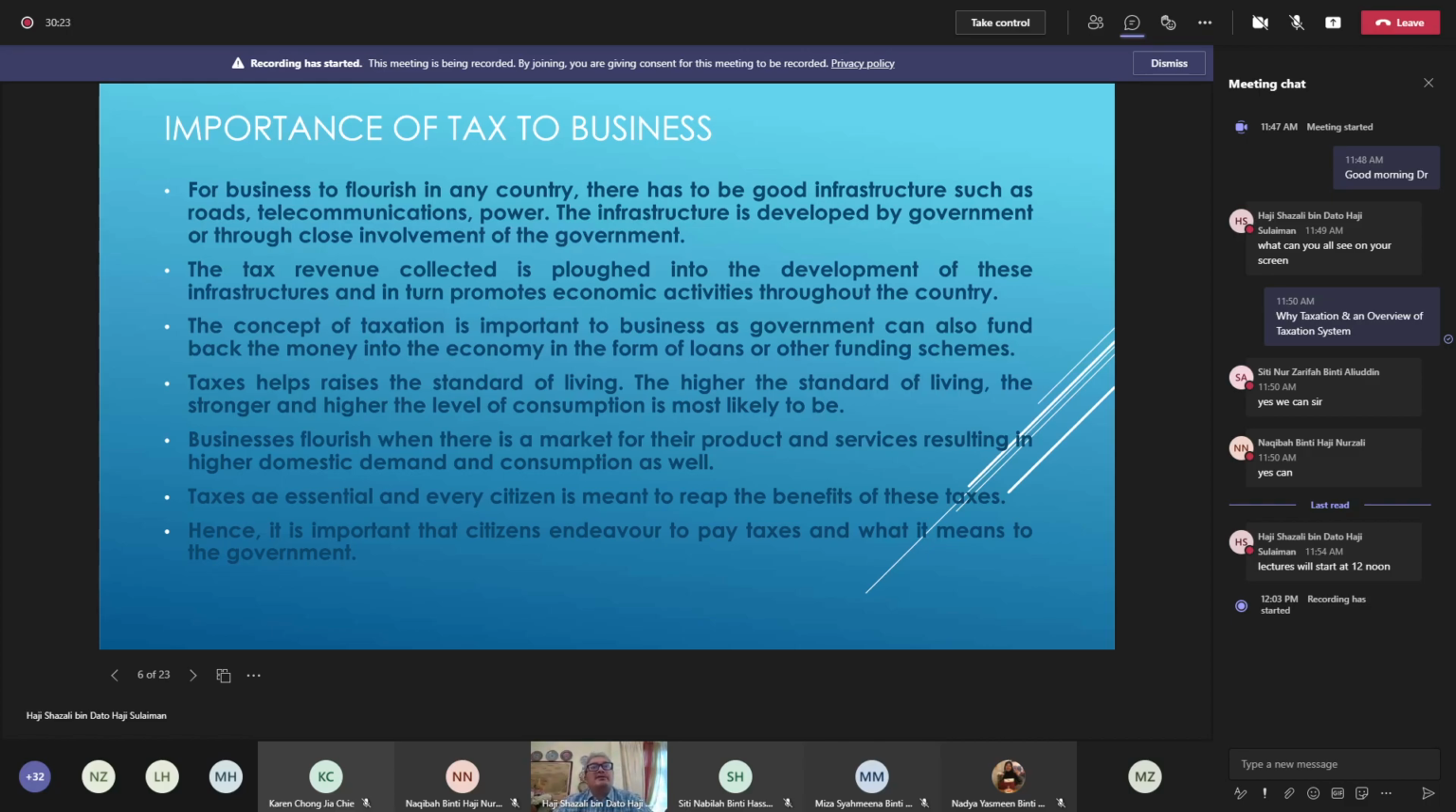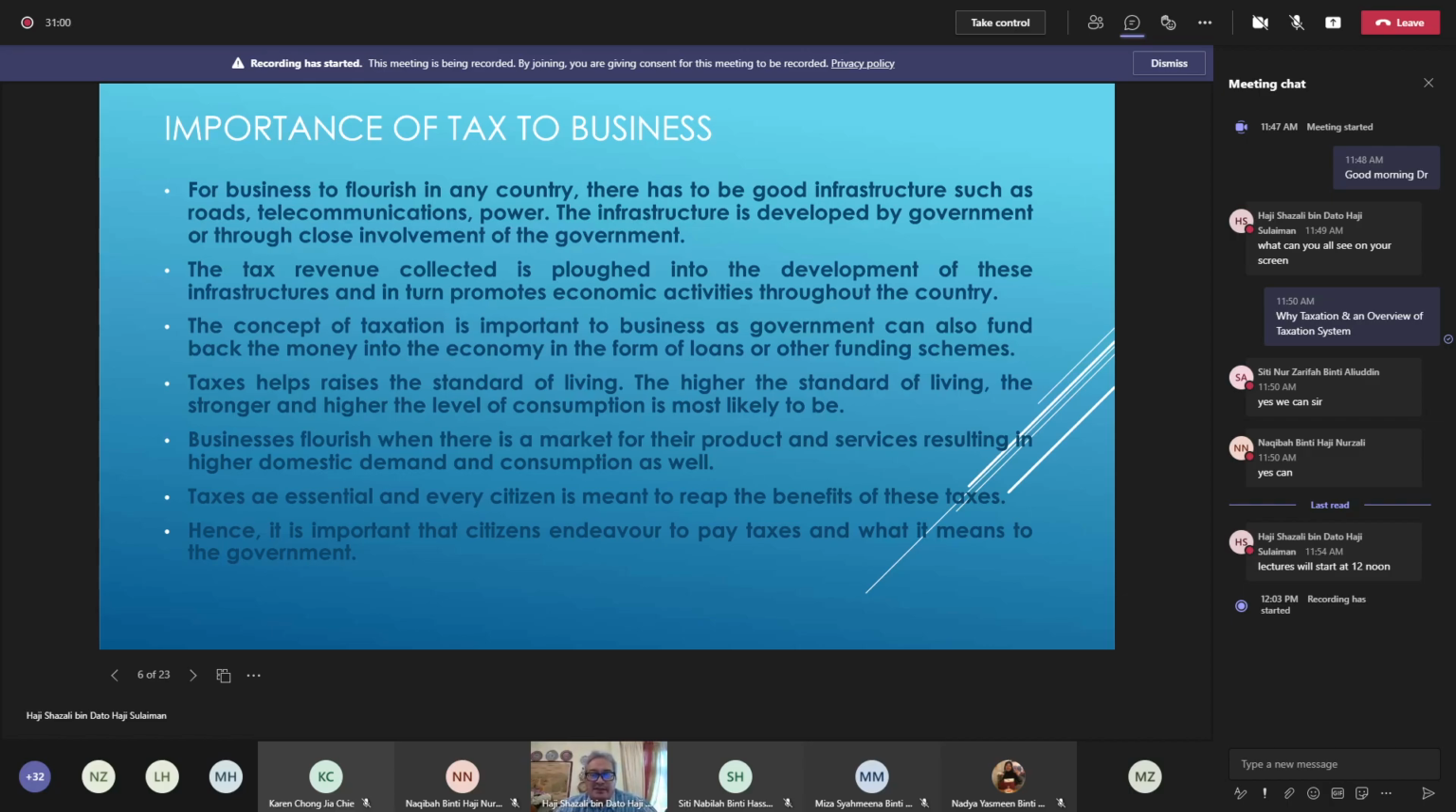Yeah. The concept of taxation is important to business, as the government can also fund back the money into the economy in form of loans or other funding schemes, SME funding, new business development funding, and so on. Taxes also help raise the standard of living. The higher the standard of living, the stronger and higher the level of consumption is most likely to be. So as the economy grows, the standard of living grows, then the country becomes more developed. Yeah, instead from an underdeveloped, low income, we become highly developed.